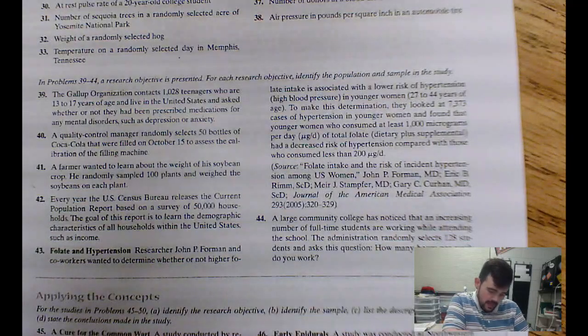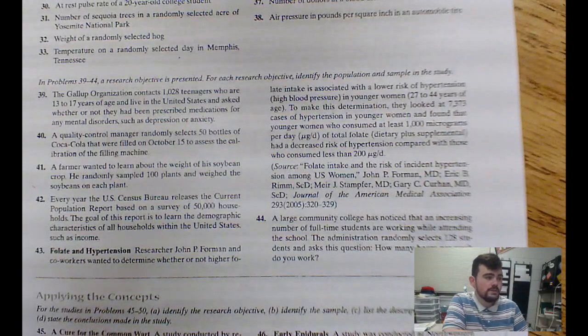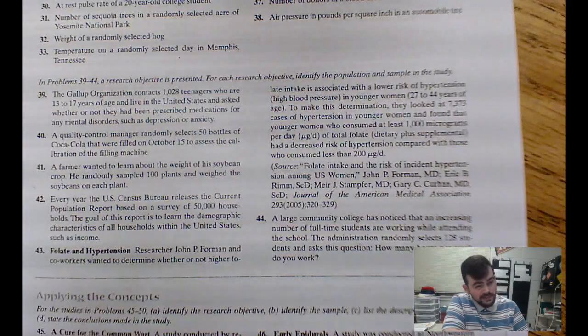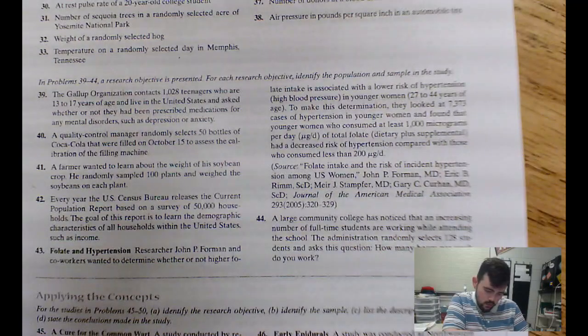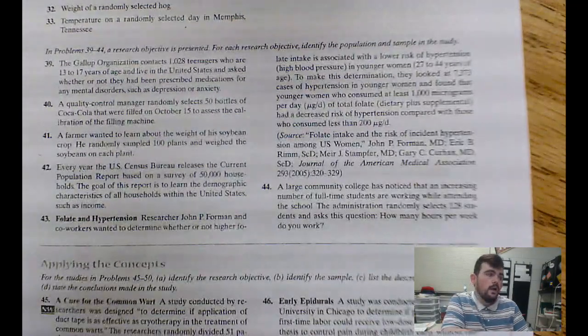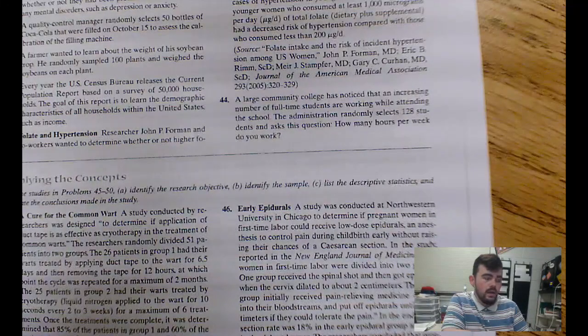And number 44, a large community college has noticed that an increasing number of full-time students are working while attending the school. The administration randomly selects 128 students and asks this question: how many hours per week do you work? The population will be all full-time students at the community college. Notice it said full-time students because they've noticed that an increasing number of full-time students are working while attending the school. The sample that was taken was the 128 students who took the survey.